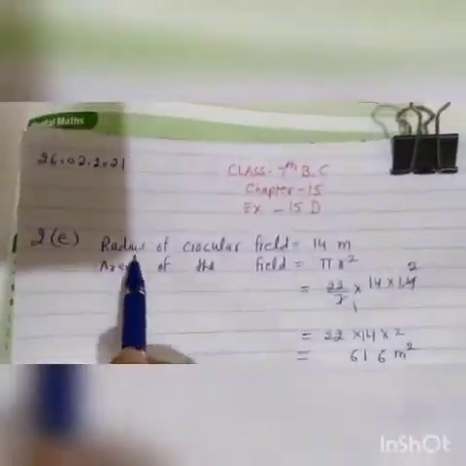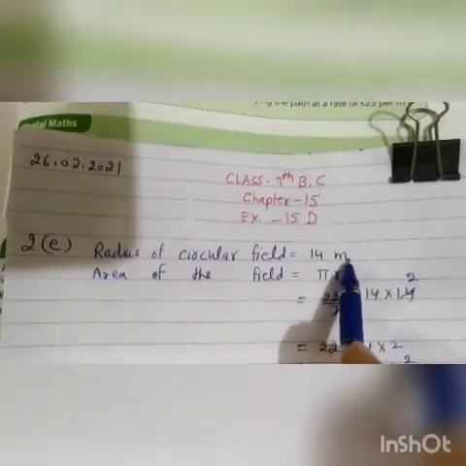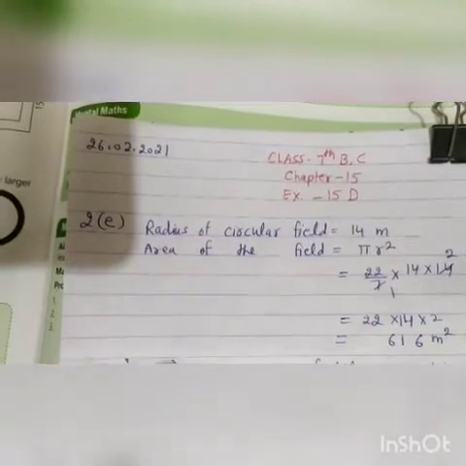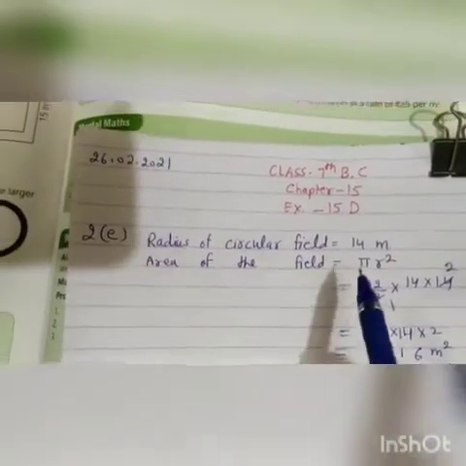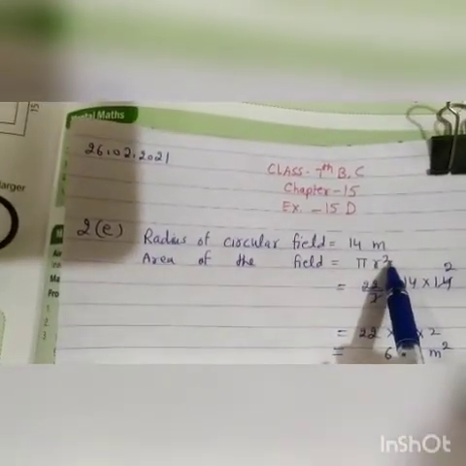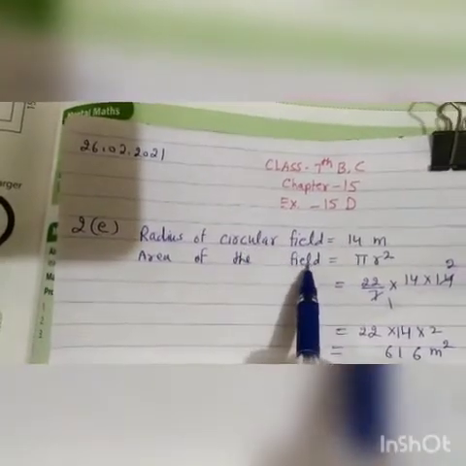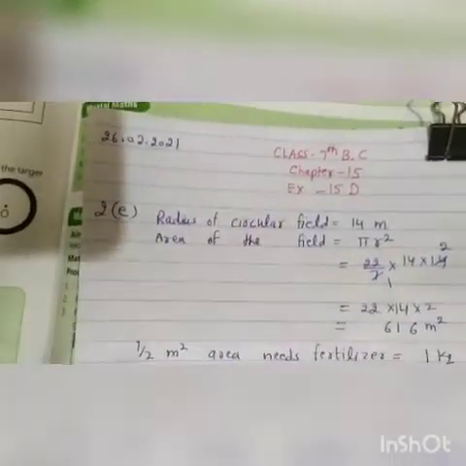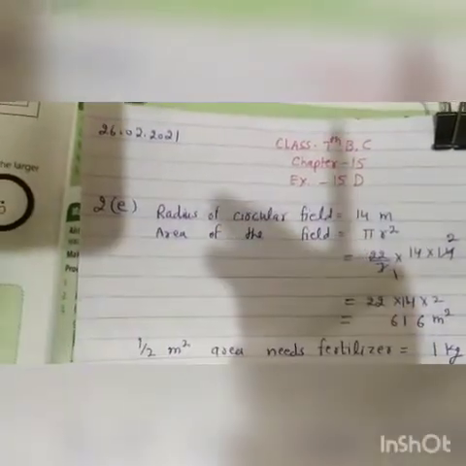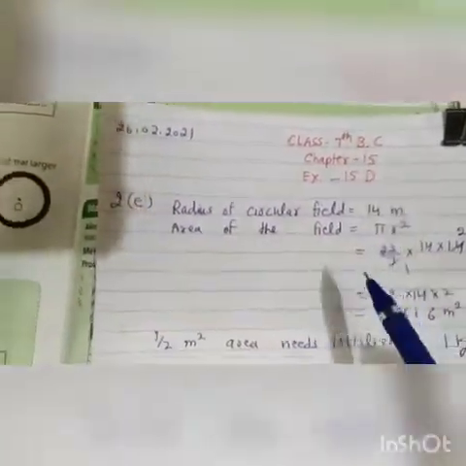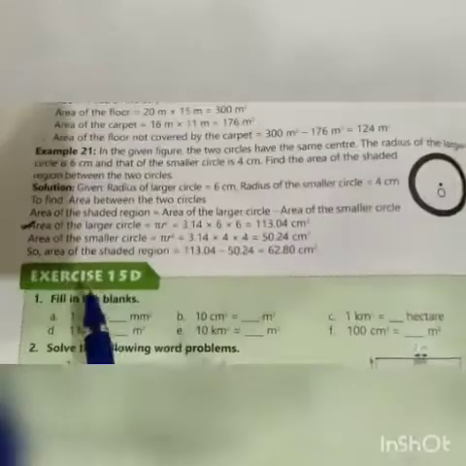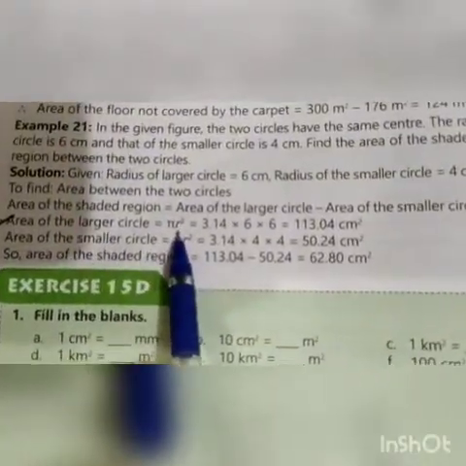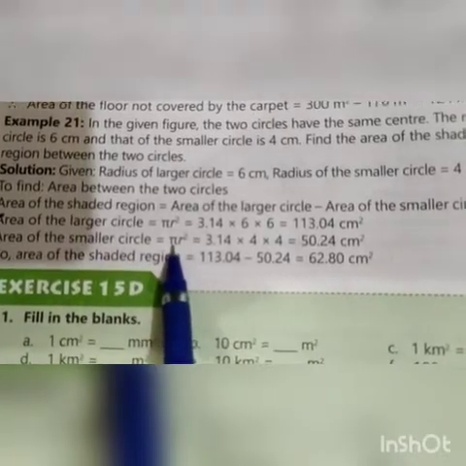See here, the radius of the circular field is 14 meter, and what is the formula to find the area of a circular field or any circular object? It is pi r square. If we want to find the area of any circular object or any circle, then we will use the formula pi r square. See here, it is given in your book also. Area of larger circle pi r square. Area of a smaller circle pi r square.